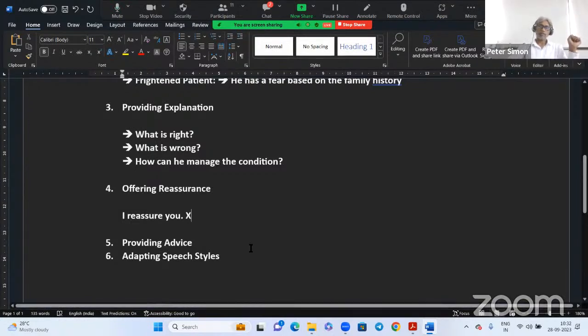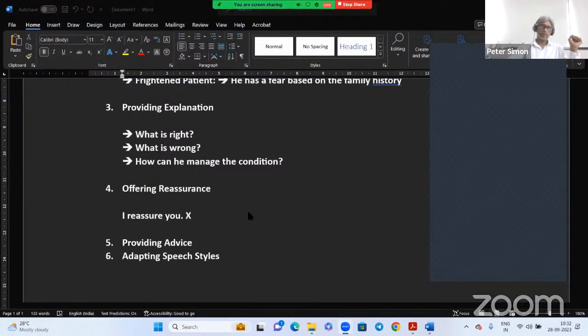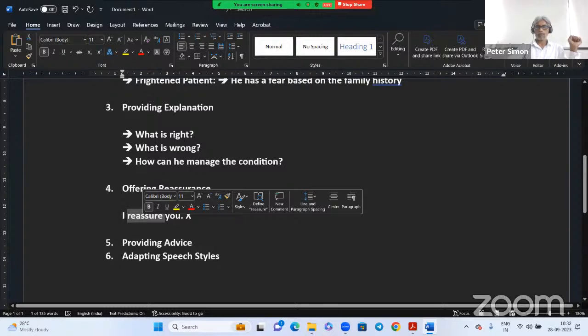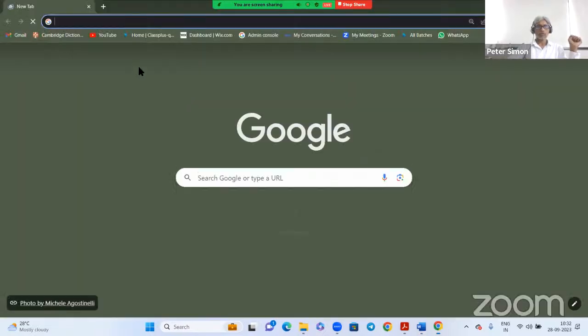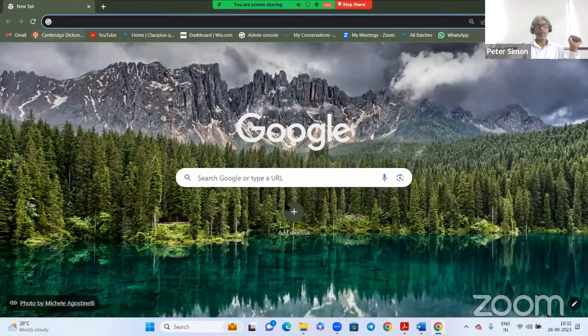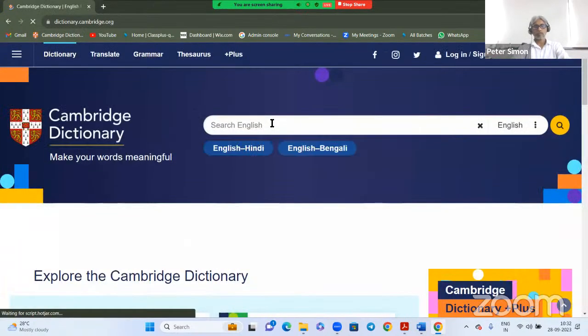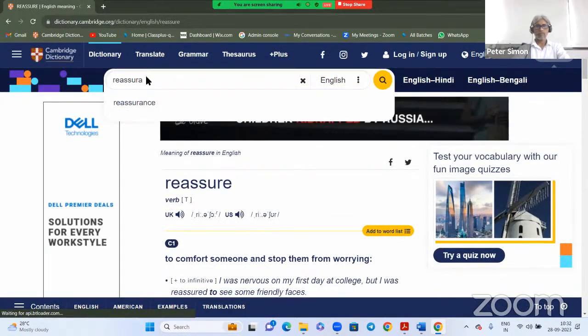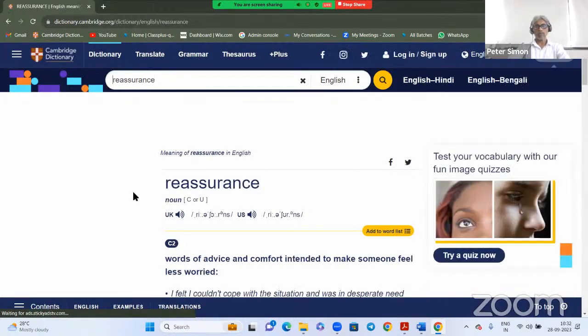This is a very big mistake. I reassure you is a very big mistake. Actually, you did not understand the meaning of this word reassure. Now I'm going to show you this word. It's a very powerful word. Reassure. It's a C1 vocabulary. Or reassurance is C2 vocabulary.